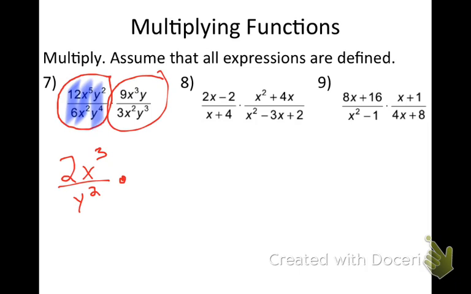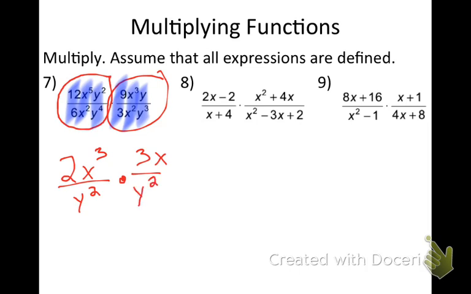Times, and I'm going to do the second fraction. 9 divided by 3 gets me 3. X to the 3rd over x squared gets me x. Y over y to the 3rd gets me y to the... oops, sorry. It should be up top. You're right. Thank you. And then y should be on the bottom. Good catch.